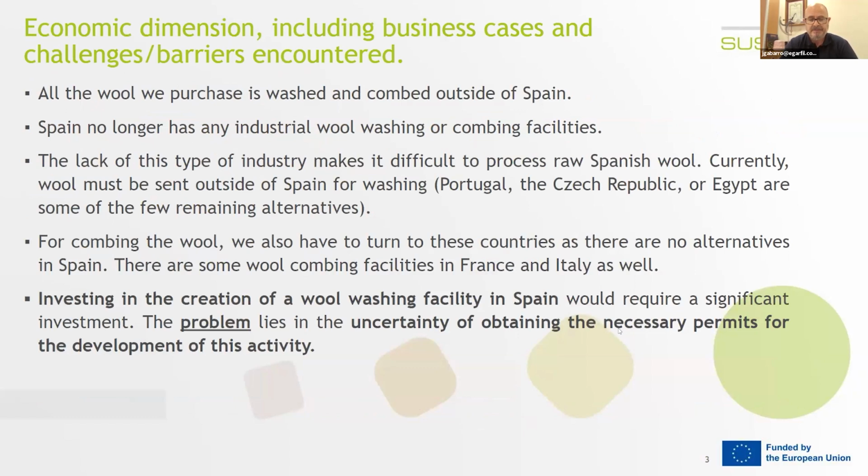Why? After the crisis of the textile industry in the 80s and the 90s, many spinning mills disappeared, and at the same time the washing facilities and the combing facilities have been disappearing. So in Spain we are one of the few remaining spinning mills, but there are no more washing facilities here, and no more combing facilities here.